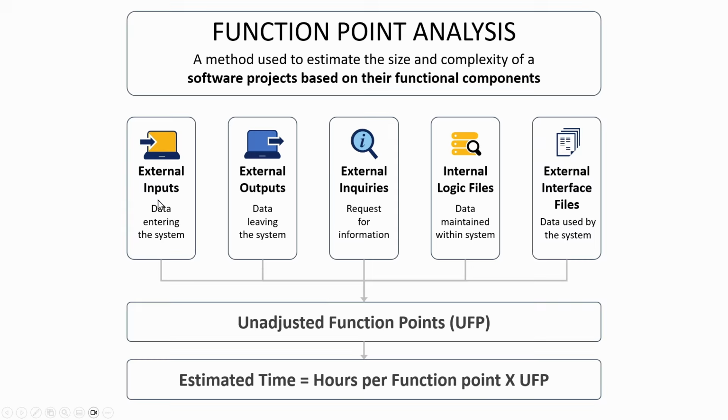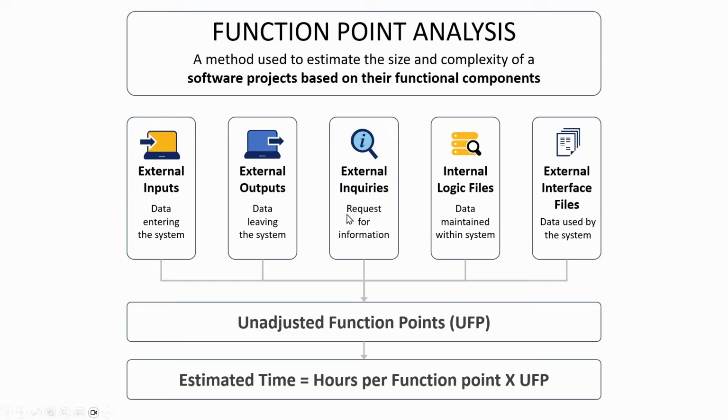First is external inputs, which is the data entering the system from either the users or other systems. Examples would be login form, data entry screen, or upload button. Then we have external outputs, which is the data leaving the system. Data leaving the system is typically processed or calculated before it's passed on. Example would be a report, invoice generation, confirmation messages.